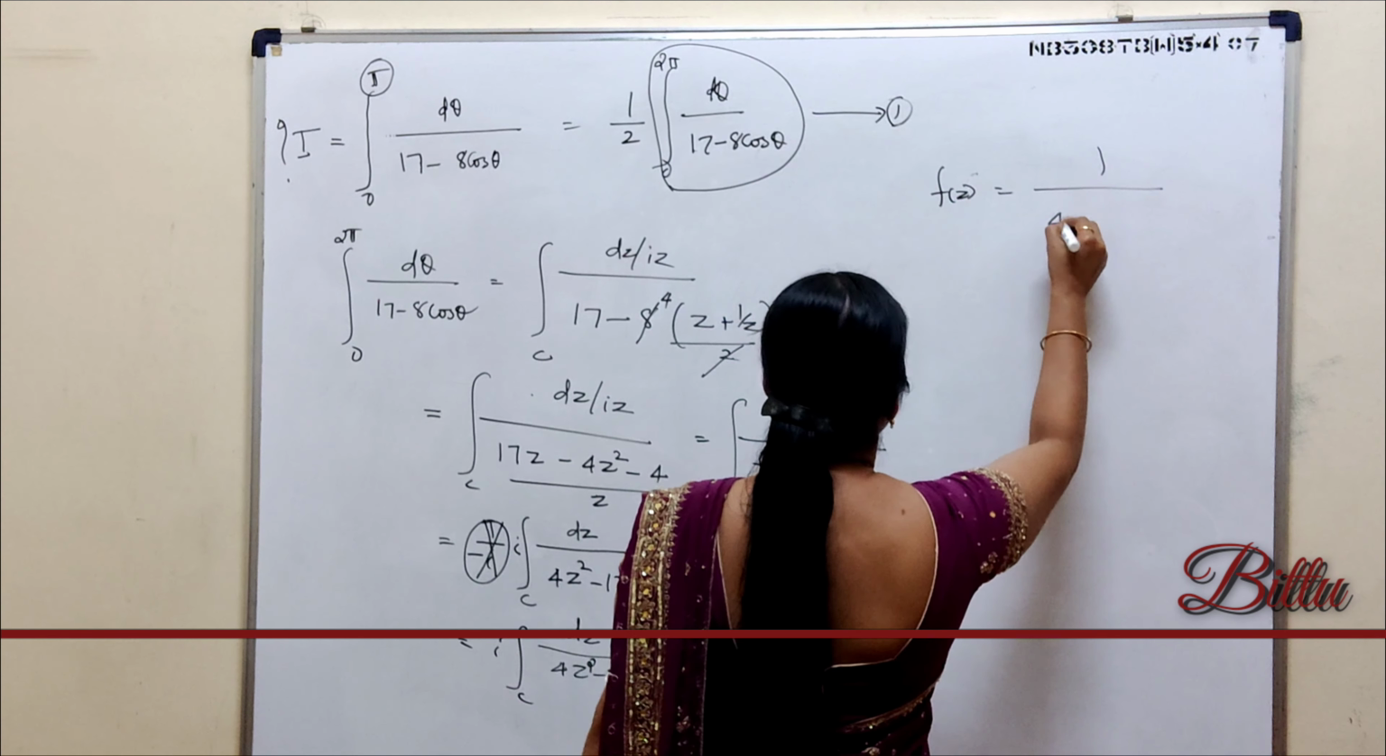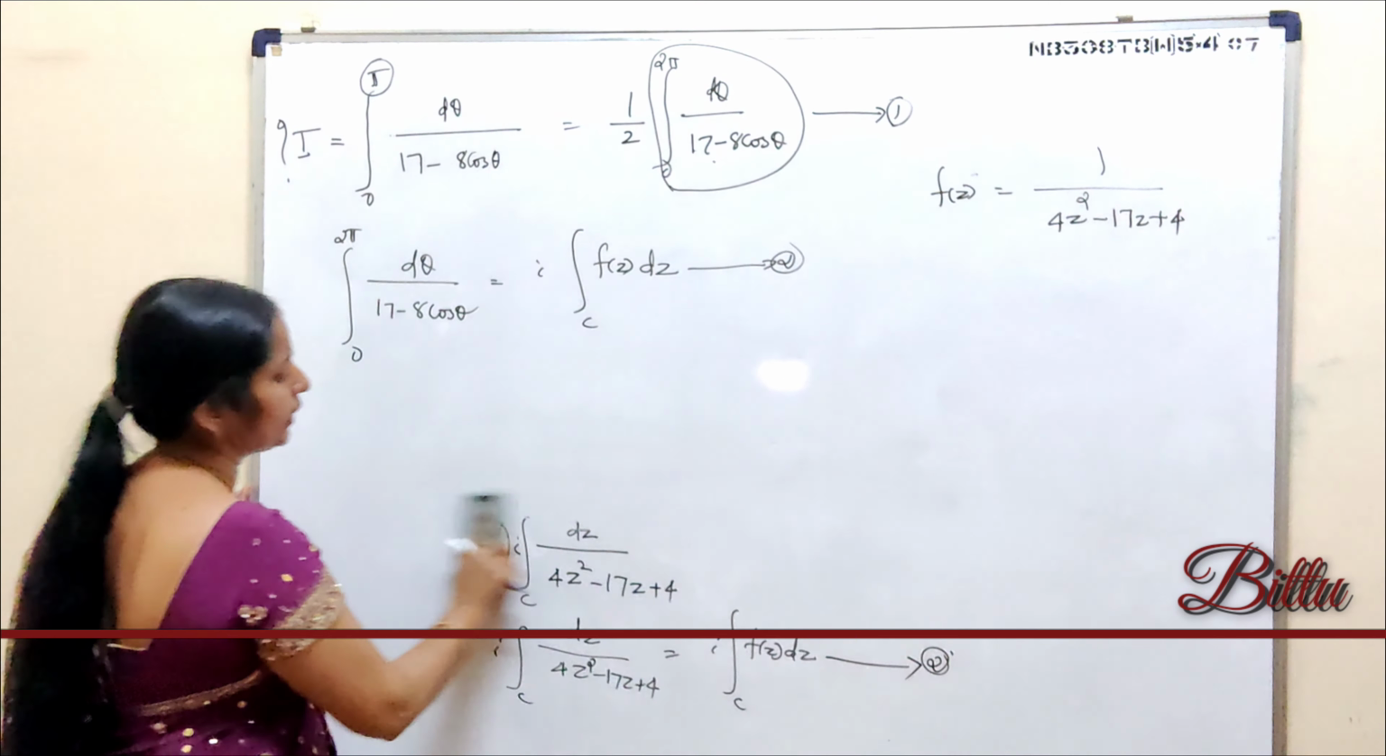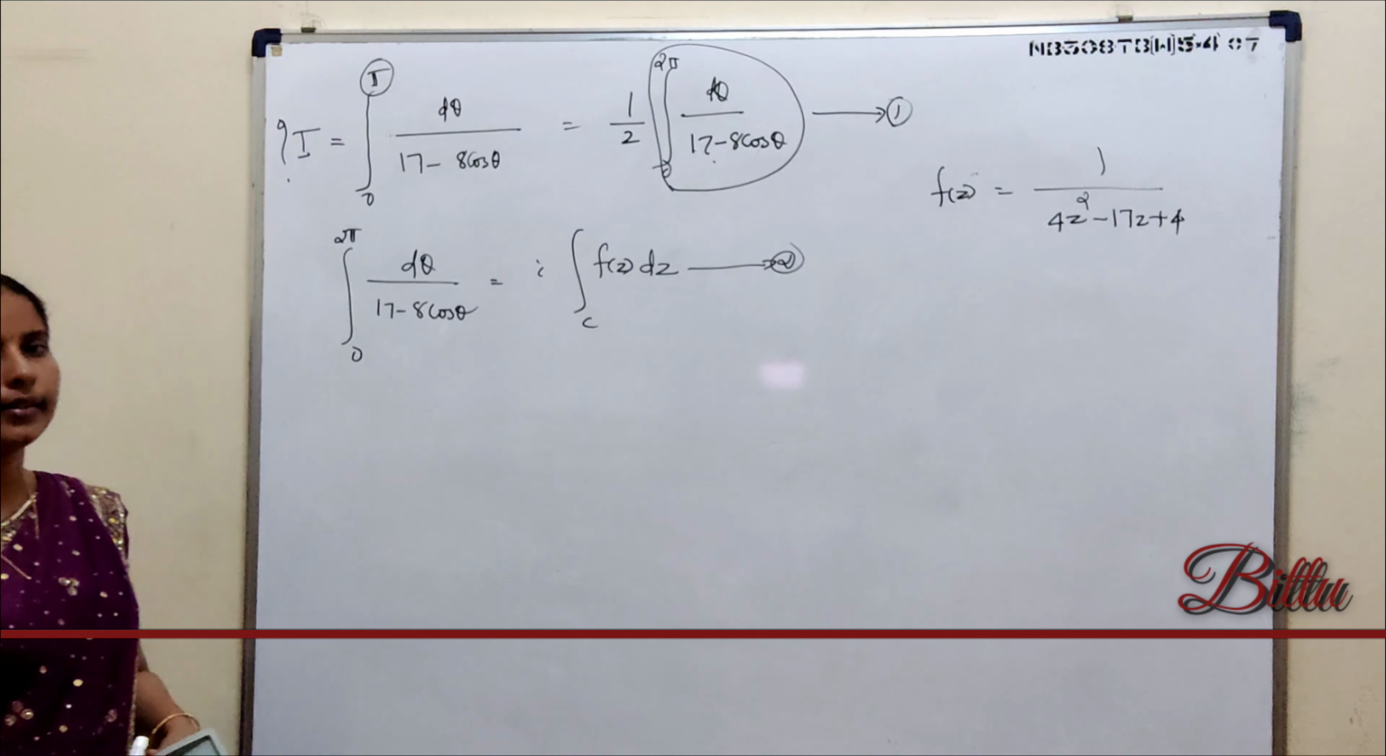This is equation number 2. So our equation number 2 is integral 0 to 2 pi d theta by 17 minus 8 cos theta is equal to I into integral over C f z dz. So for getting this integral, you have to evaluate integral over C f z dz. You can evaluate integral over C f z dz by residue theorem.